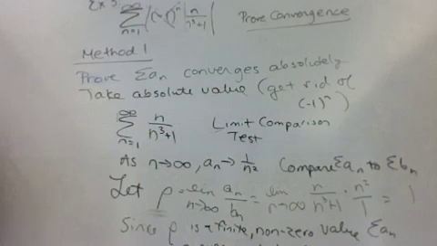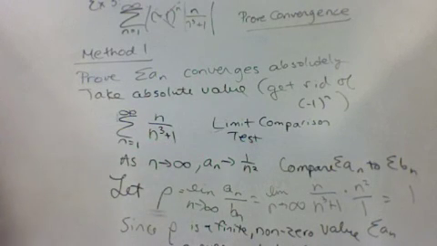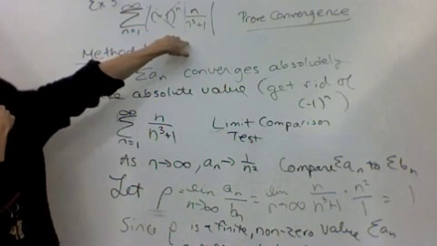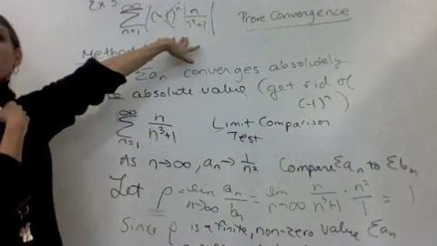So now the doors are open, and you have to now officially start using all the tests you've known. Is method 2 using the alternating series test? Yeah, so this is actually an alternating series. So you can use the alternating series test as well.